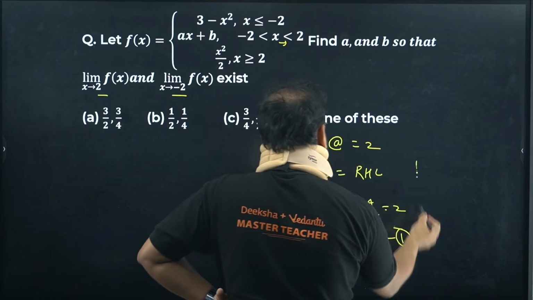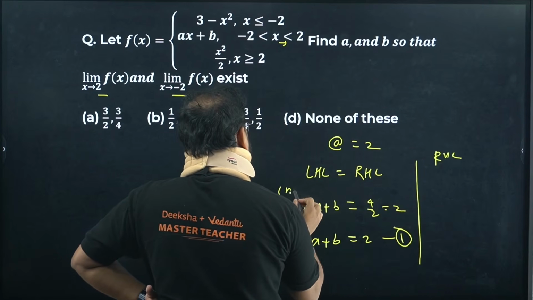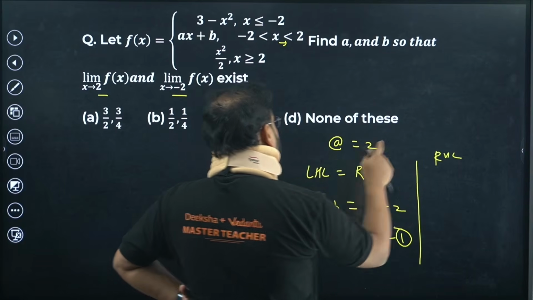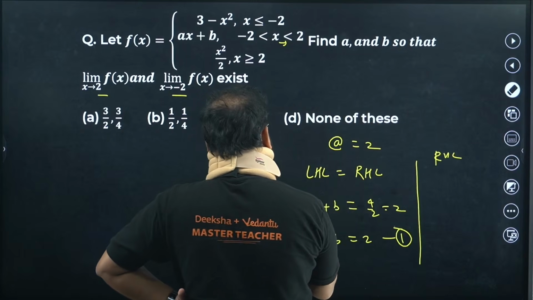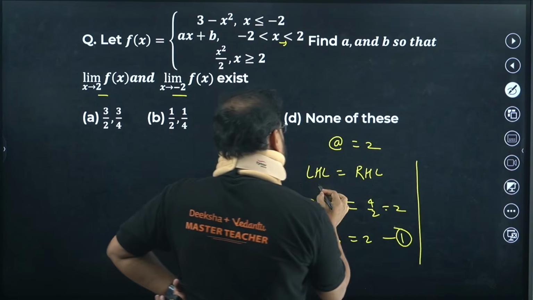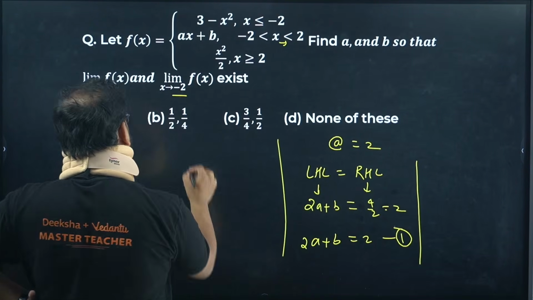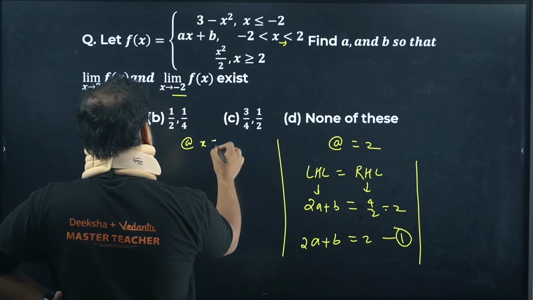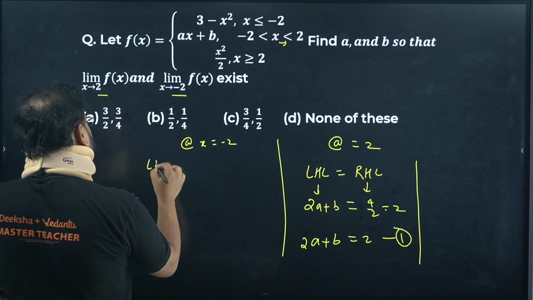If I talk about RHL now, this was, by the way, guys, LHL. Sorry, my bad. That was both, right? My bad. This is LHL, this is RHL. I'll go to the second point now. The second point is minus 2, so at x equals minus 2. If I go with the same approach, LHL and RHL should be equal.